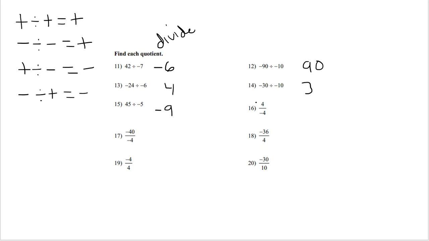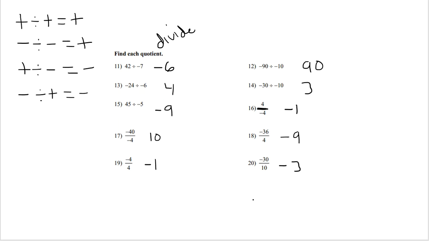division. So we would read this as 4 divided by -4. And 4 divided by 4 is 1. 4 divided by -4 would be -1. Number 17, -40 divided by -4, that would be positive 10. Number 18, -36 divided by a positive 4 would be a -9. Number 19, -4 divided by positive 4 would be a -1. And number 20, -30 divided by 10 is a -3.